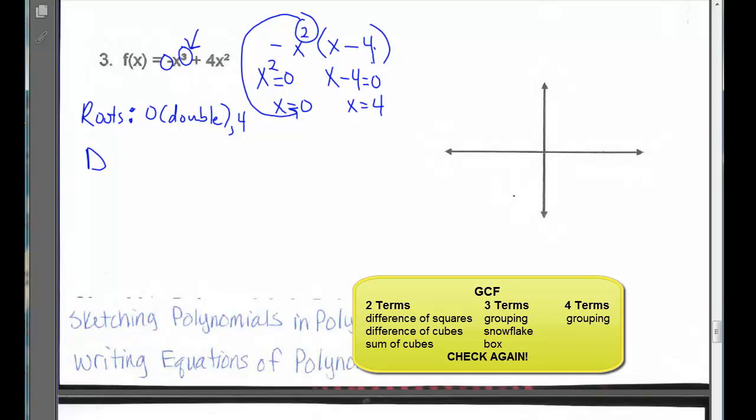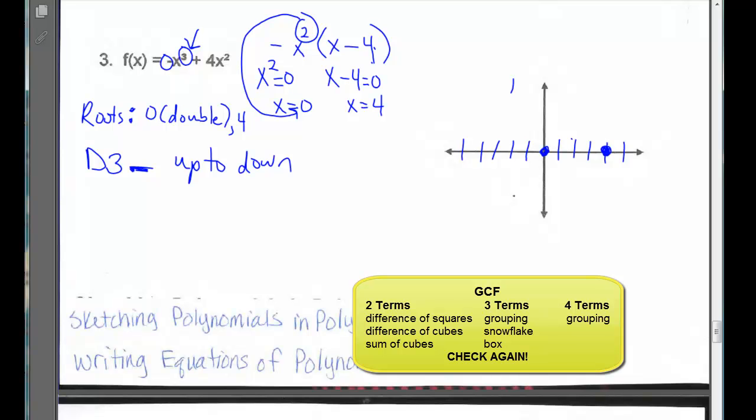The degree on this polynomial is a 3. This is a negative graph, so it's reflecting. So this is a graph that is moving up to down. So let's plot these points, 0 and 4. Now we have a double root right here at 0. This graph is going up to down.